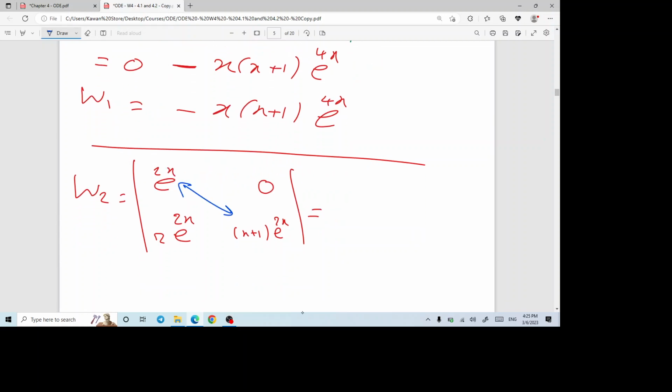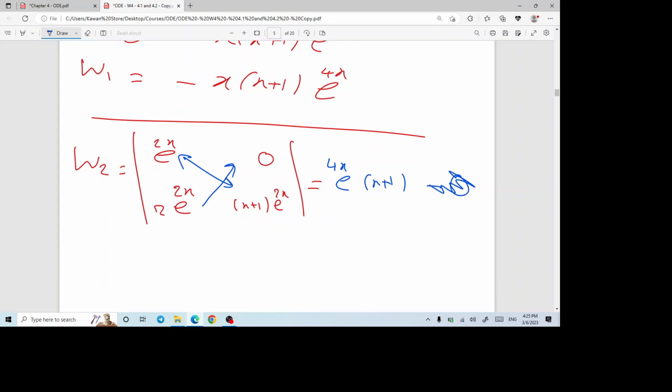We multiply here by e to the power 4x, x plus 1, minus 0, which is equal to itself. First diagonal minus second diagonal. So the second diagonal will be minus. This is 0, sorry. Any question about that one? Clear, dears?